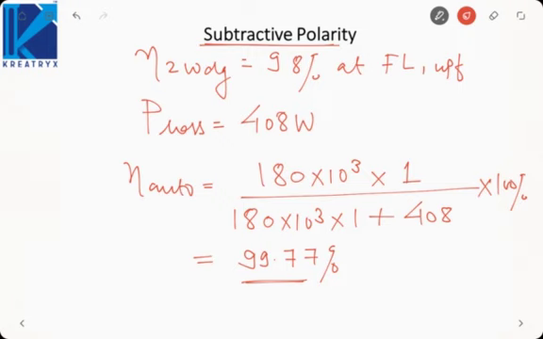It is pretty close to the 100%. So remember, auto transformers are used as step up or step down transformers, which are cheaper in nature. Because here the ratio of voltages is higher, that is why we can use it for step up or step down applications. And here the cost is low, efficiency is high.